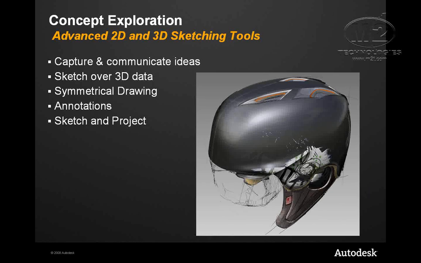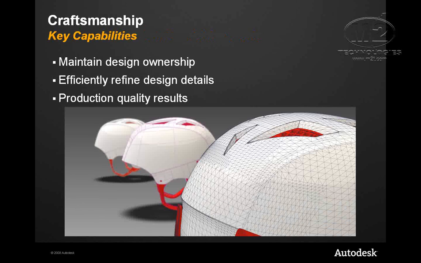So here you can see examples of sketching over top of actual 3D data, developing new concepts, new ideas. Maybe it's graphic and logo work, what have you. And then really that last stage, how do we get that information that we've developed inside Alias over to the engineering side of things?